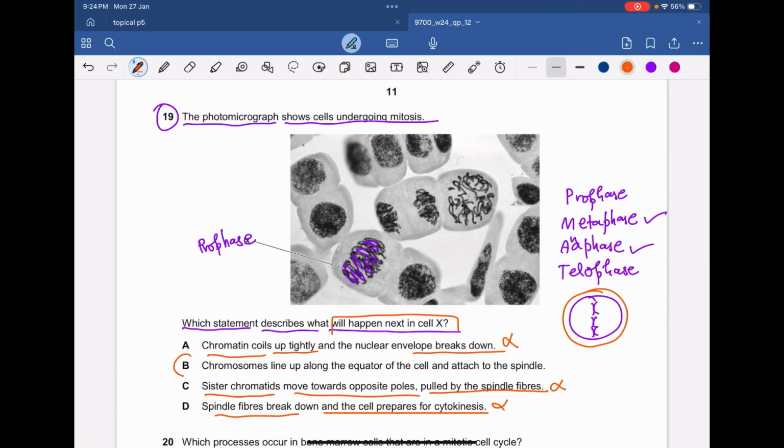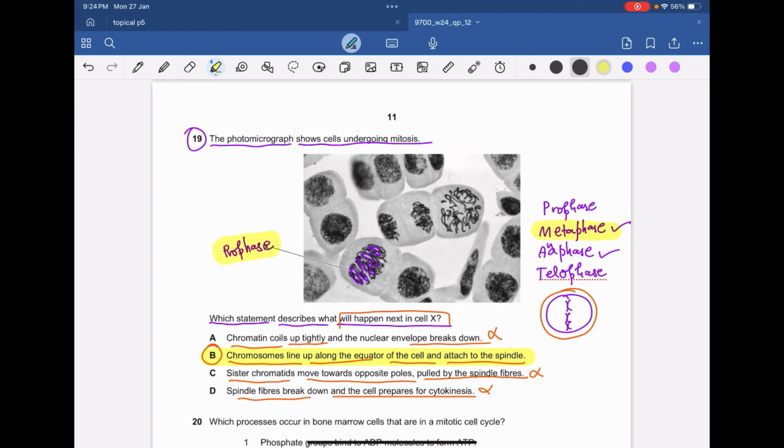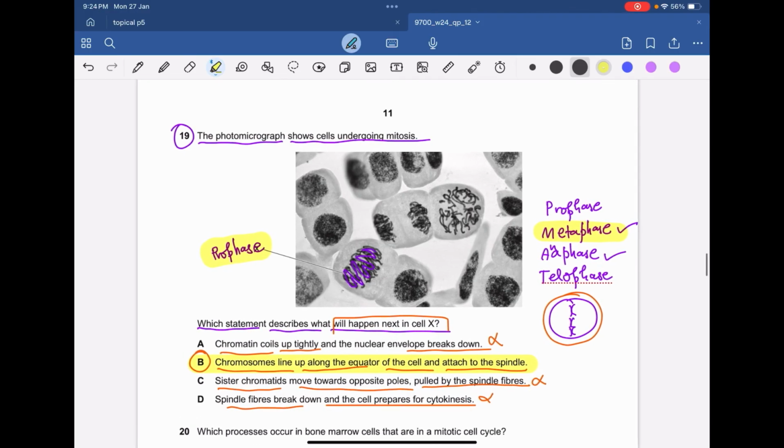So hence the correct answer over here is option B, which is chromosomes line up along the equator of the cell and attach to the spindle. Right, I told you this is a prophase, which is the closest resemblance to the prophase according to the options which are given over here. So after the prophase, the metaphase will come, where the chromosomes will line up along the equator of the cell and they will be attached to the spindle, right? So that was all about question number 19.